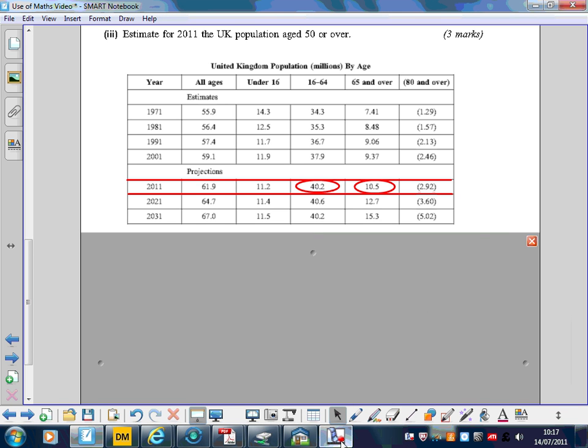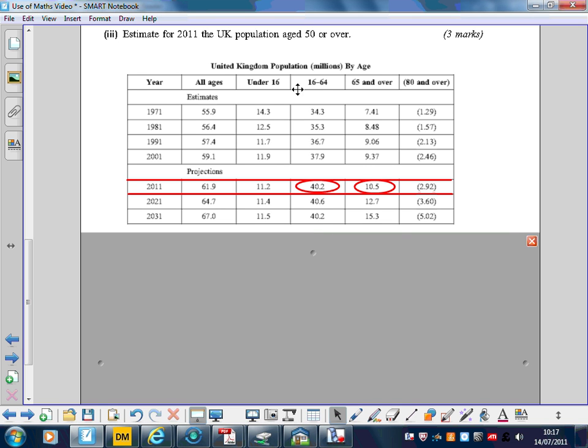Right, so this is 2B part I, and this is not an easy question. Let's have a look at what it says. Estimate for 2011 the UK population aged 50 or over. Now, here's 2011, so I've put the little red lines in to highlight it. And then, of course, you try and work out how many people are aged 50 or over.